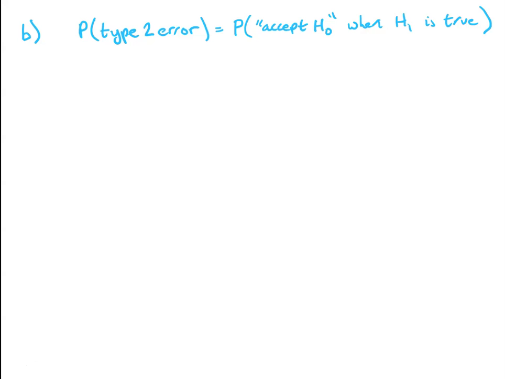Probability of a type 2 error is the probability that we accept the null hypothesis when the alternative hypothesis is in fact true. The critical region for the test is x is less than or equal to 26. So the null hypothesis is going to be accepted if x is bigger than 26.